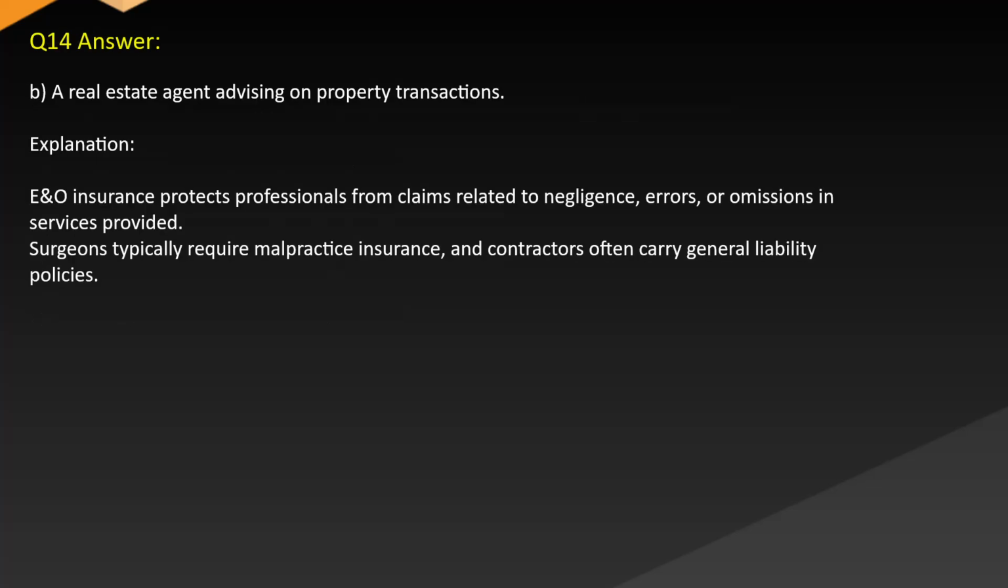Answer: B. A real estate agent advising on property transactions. Explanation: E&O insurance protects professionals from claims related to negligence, errors, or omissions in services provided. Surgeons typically require malpractice insurance, and contractors often carry general liability policies.